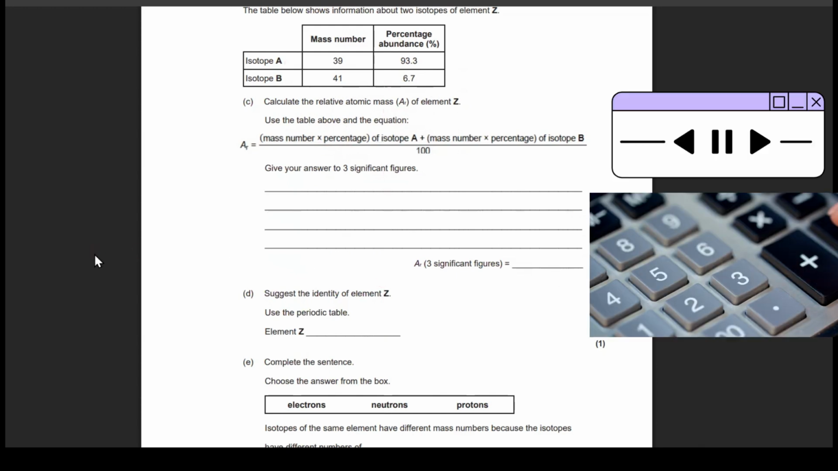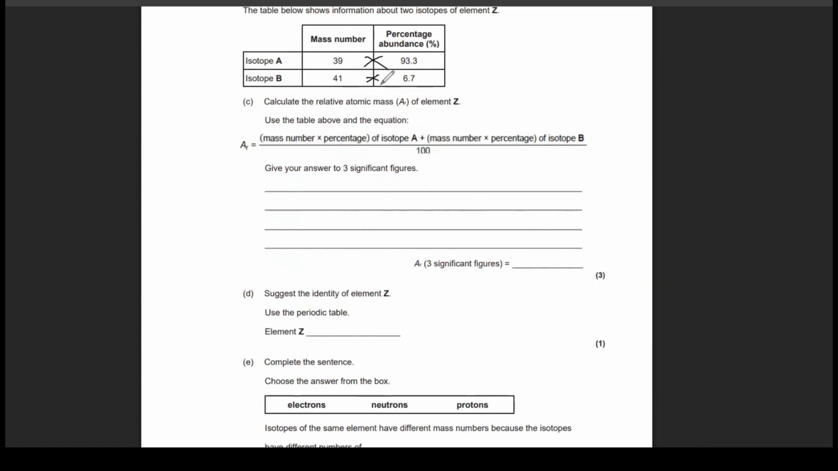Okay, I'm going through the answers. So what we want to do here is just put a times in between these and add them together. So we want to go 39 times 93.3. I'm going to smash that in the calculator. So 39 times 93.3, and that gives me 3,638.7. Now, even if you flop on the rest of this, you can get some marks because we're going to do the next one, which is 41 times 6.7.